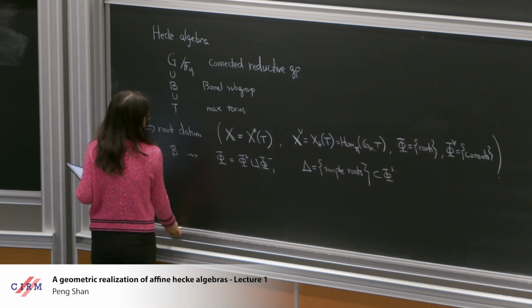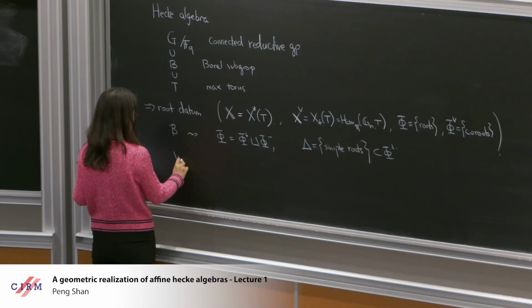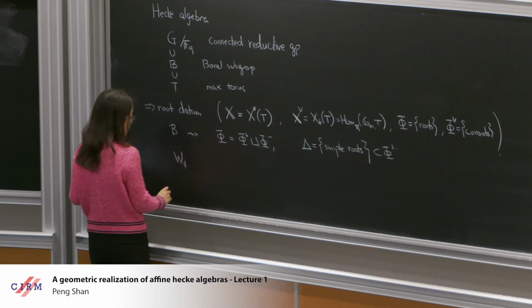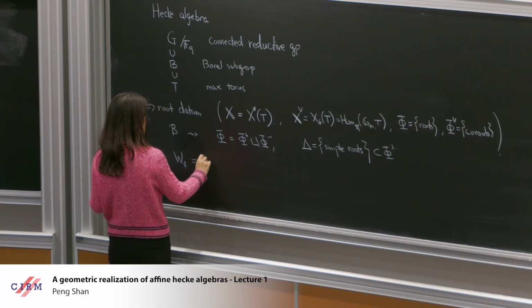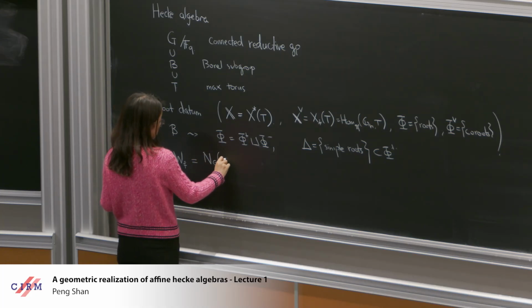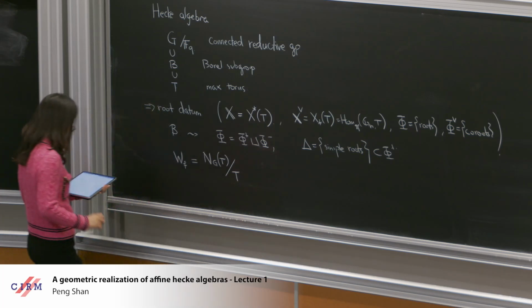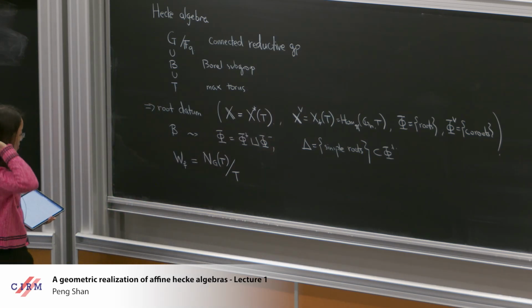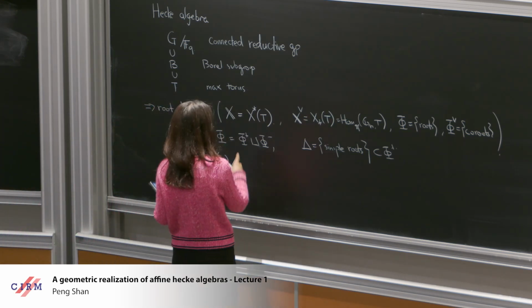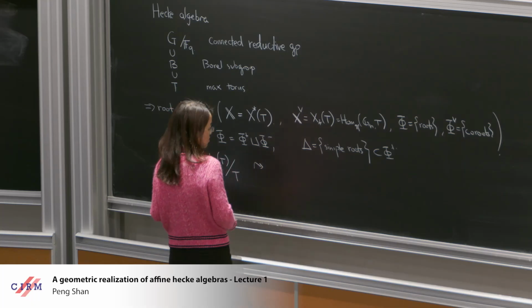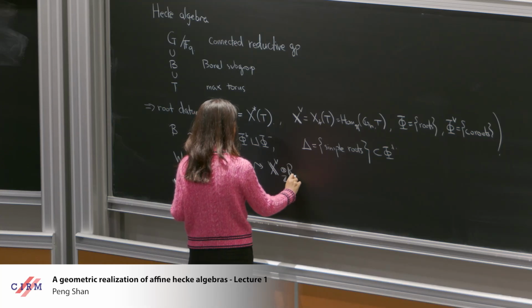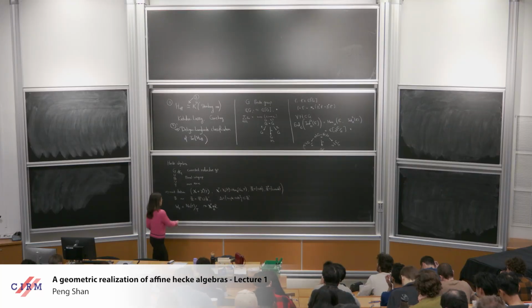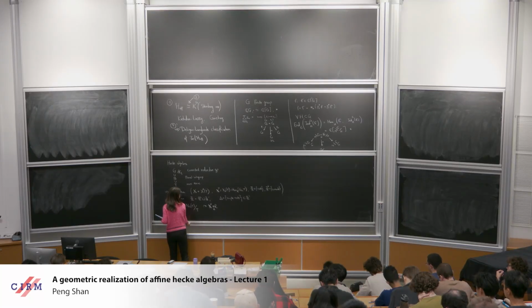And then the Weyl group. When I write an F, F stands for finite, because we'll have an affine Weyl group coming up later on. And so this is the normalizer of T quotient by T. So in particular, this group acts naturally on, let's say, we have a choice, choose this one, the cocharacter lattice times R. And then it is generated by reflections.